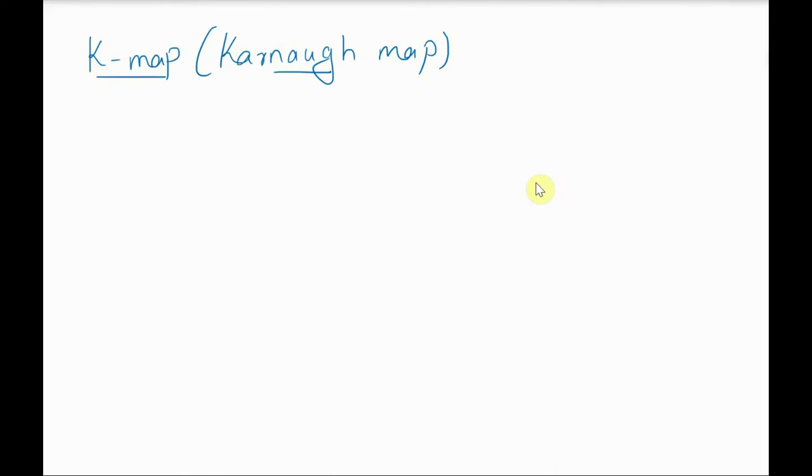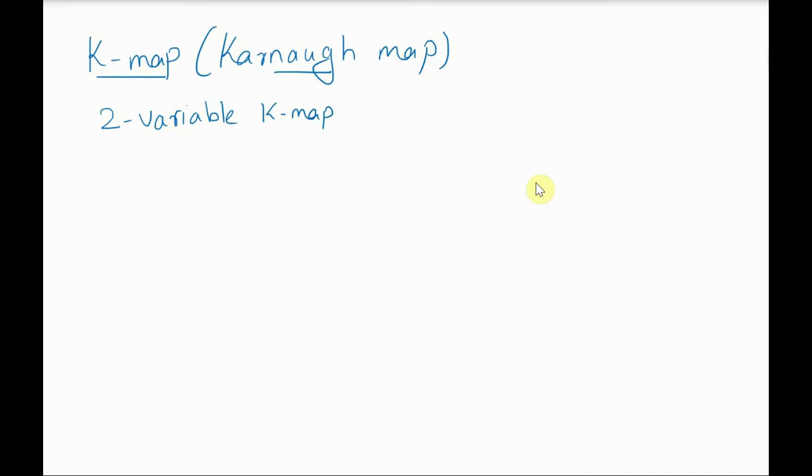It is a graphical technique to reduce a given Boolean expression. We will see step by step how we can use kmap to reduce a given Boolean expression. So there are different types of kmap. There is the two variable kmap, which uses only two variables. When two variables are used to form a Boolean expression, we use two variable kmap.